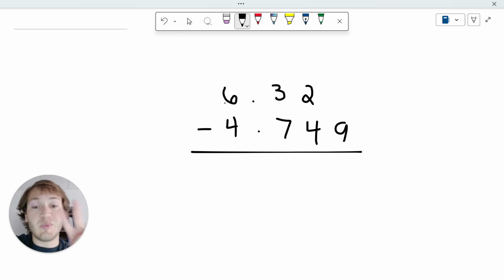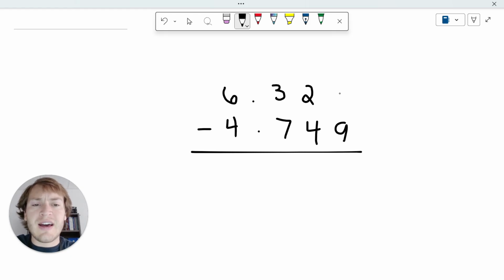6.32 has 2 decimal places. 4.749 has 3 decimal places. Just like before, we're going to line them up by place value. So my ones are with my ones, my tenths are with my tenths, my hundredths with my hundredths, and my thousandths with my thousandths, right? And then we go right to left, right?